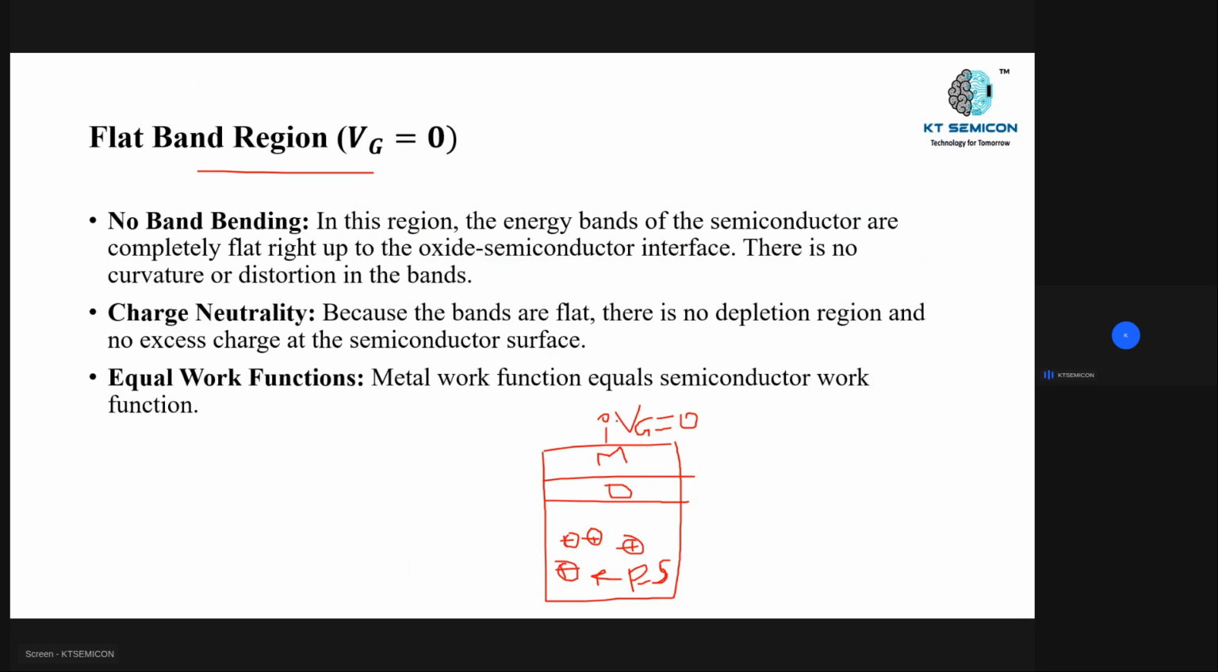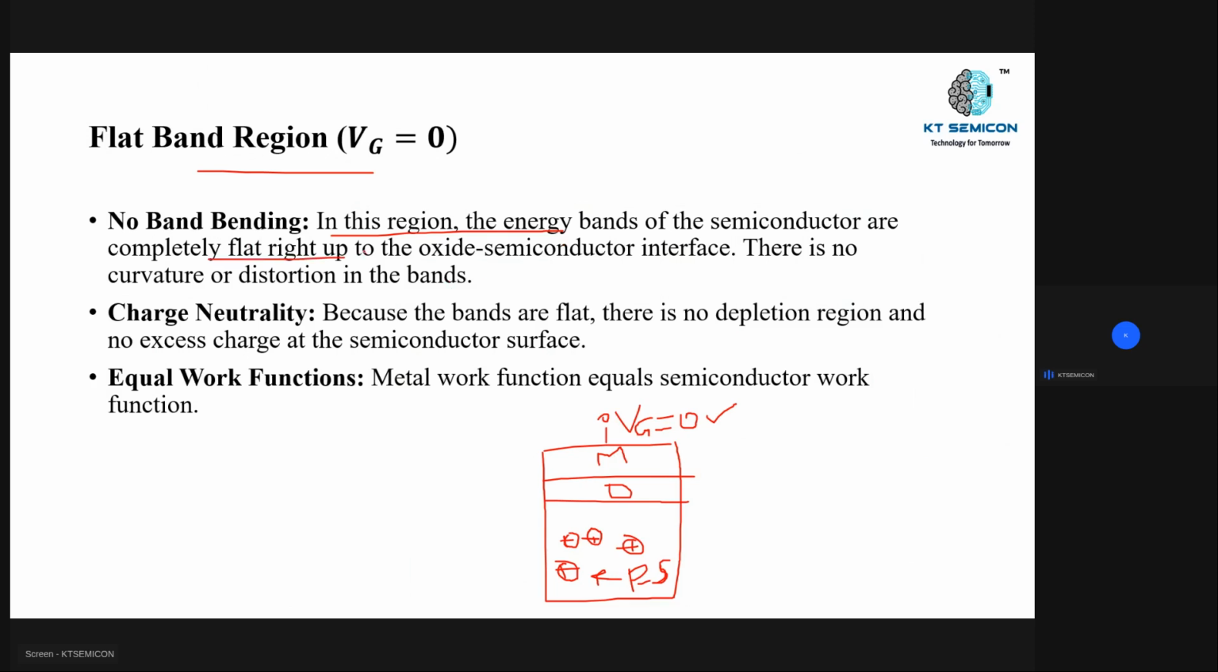So when we are applying the gate voltage as 0, I'll explain one point in the first slide, right? The MOS capacitor depends on applying gate voltage. Here we are not applying any kind of voltage. We are giving the voltage as 0. At that time, no operation occurs in this MOS capacitor, which means there is no band bending in this region. The energy bands of the semiconductor are completely flat. Completely flat means there is no operation in this MOS capacitor.